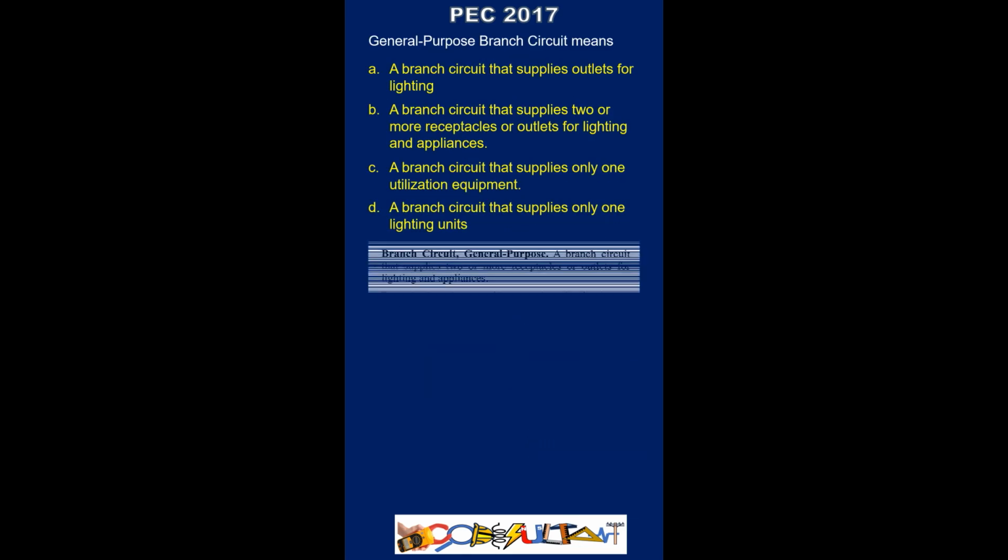Based on the code definition, branch circuit, general purpose: a branch circuit that supplies two or more receptacles or outlets for lighting and appliances. Therefore, the answer is B.